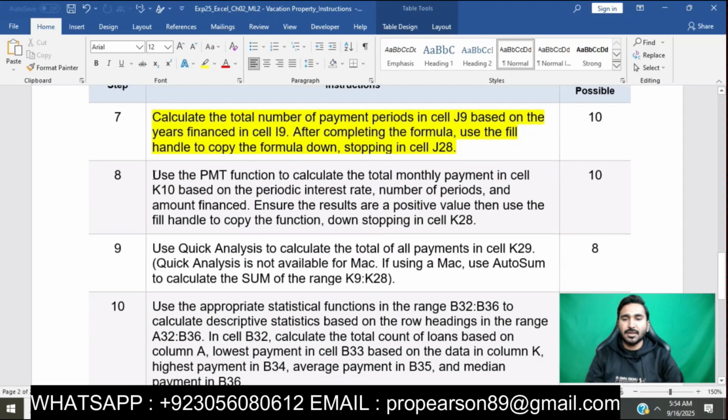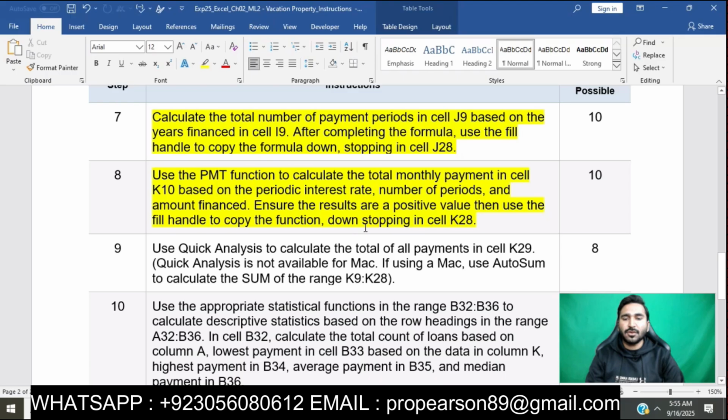I have done 7 questions of this assignment so far. Question number 8 is to use the PMT function to calculate the total monthly payment in cell K10 based on the periodic interest rate, number of periods and amount financed. Ensure the results are positive values, then use the fill handle to copy the function down, stopping in cell K28.